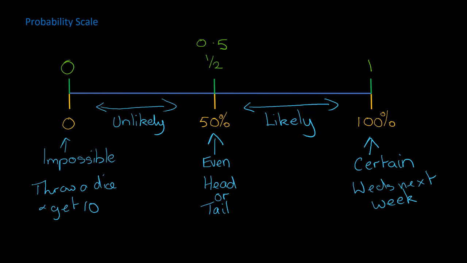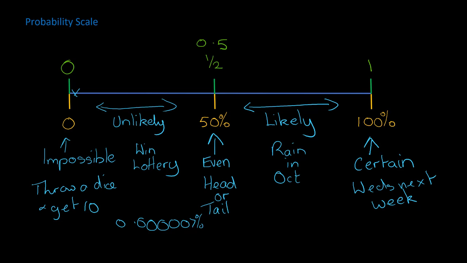So something that would be unlikely would be winning the lottery. Okay, so your actual percentage chance of winning the lottery is 0.0000007%. That's how tiny your chance is. So that would be right down here at this end of our probability scale. And then an example of something that might be likely is that it will rain in October. In this country, that's pretty likely.